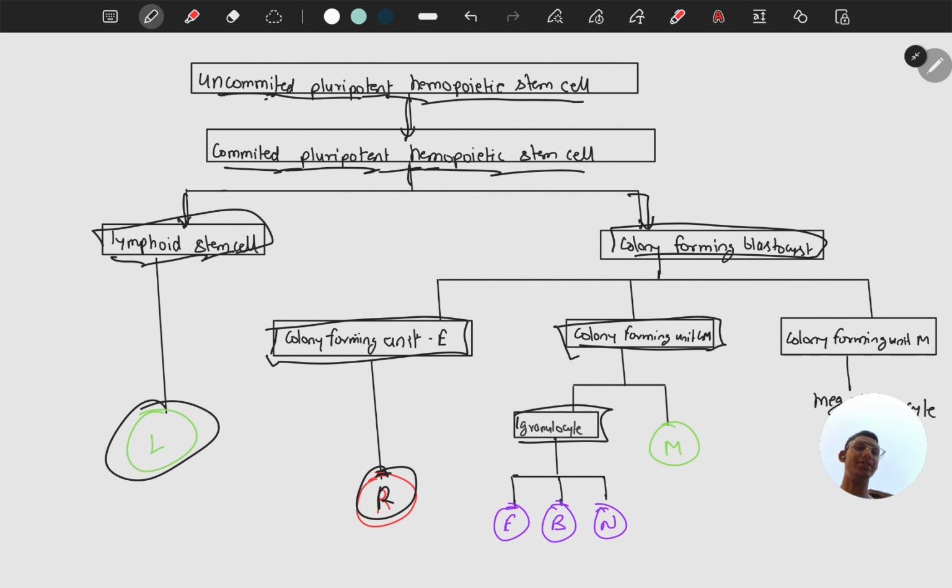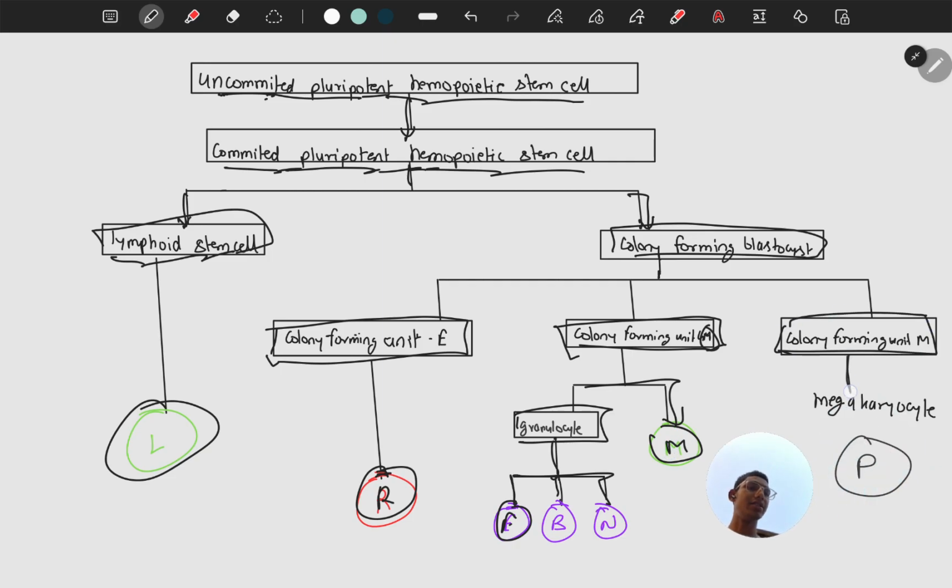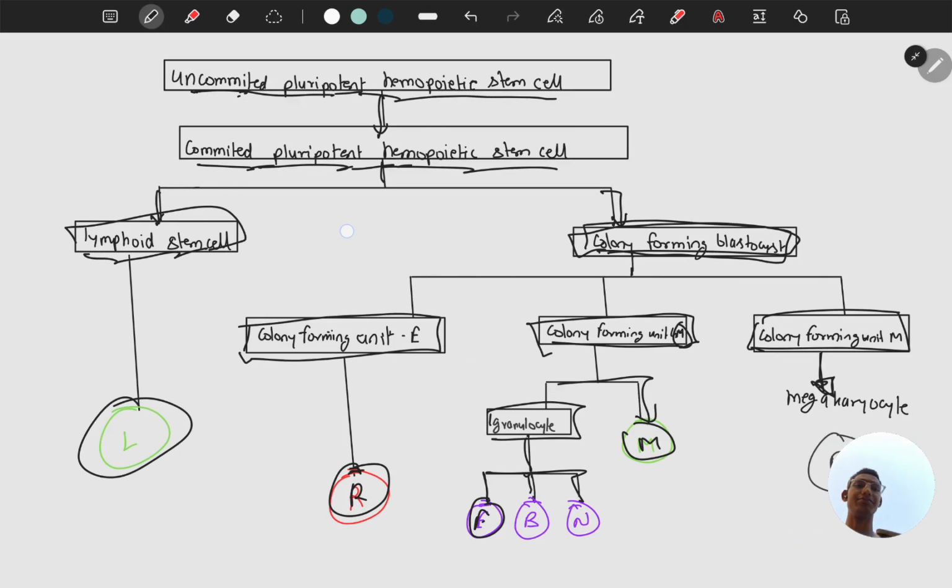And colony forming unit GM: first G, from G we can guess granulocytes. There are three granulocytes in WBC: eosinophil, basophil, and neutrophil. And M stands for monocyte. Colony forming unit M will form megakaryocytes, which form platelets. Why is it called colony forming blastocyst? Because it forms colonies when seen through a microscope.